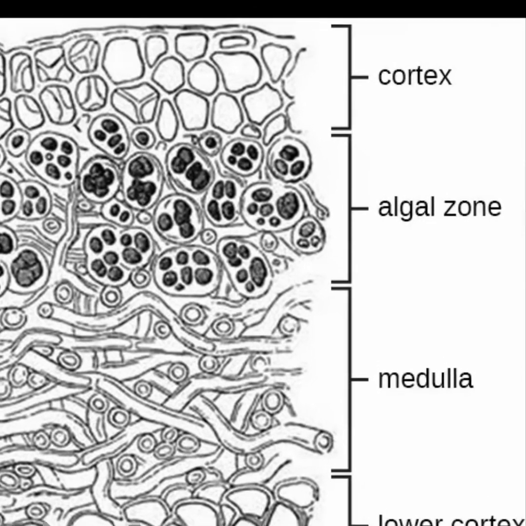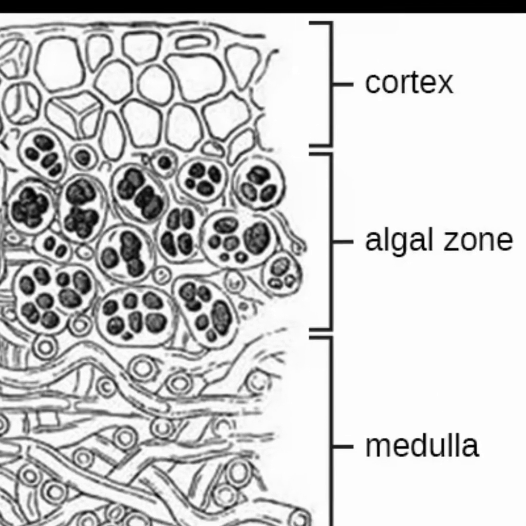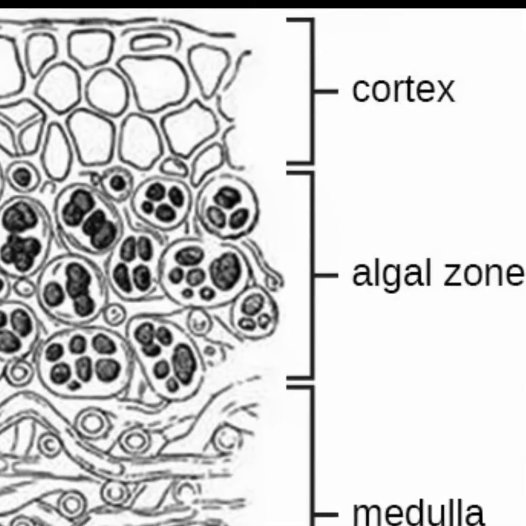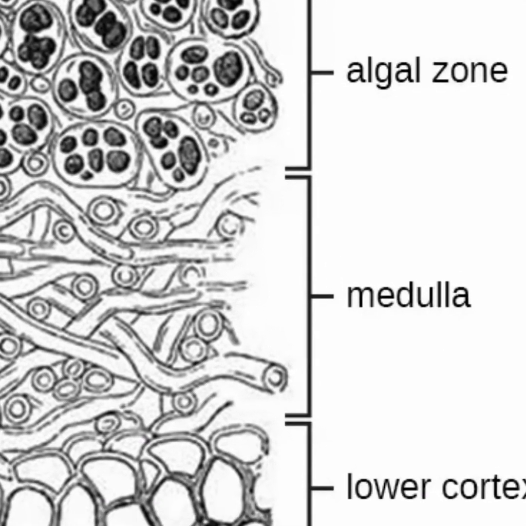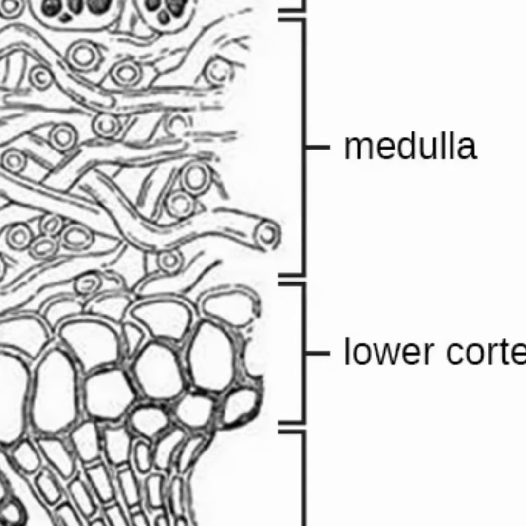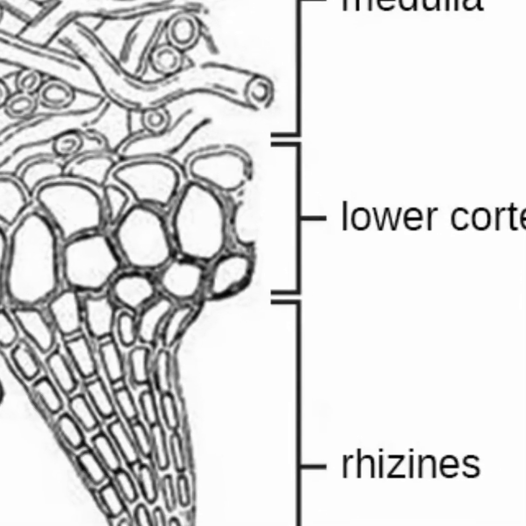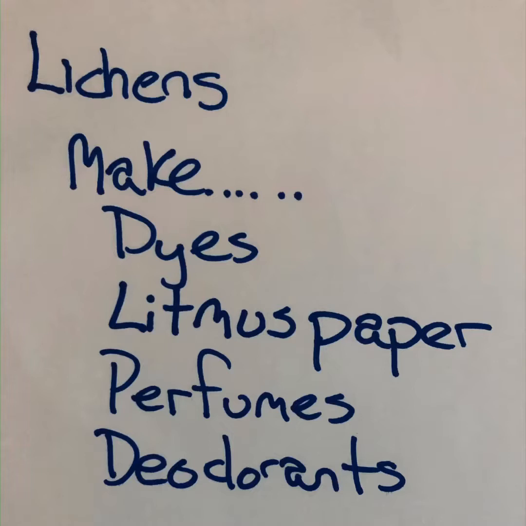And so the fungi has a medulla, like a root system, and they work together and live together. And then the fungi creates these kind of fake roots called rhizines. And that anchors it to the tree. So lichens are used to make dyes, litmus paper, perfumes, and deodorants. The Egyptians would take lichen and put it inside the cavity in their funerals to keep things smelling good.